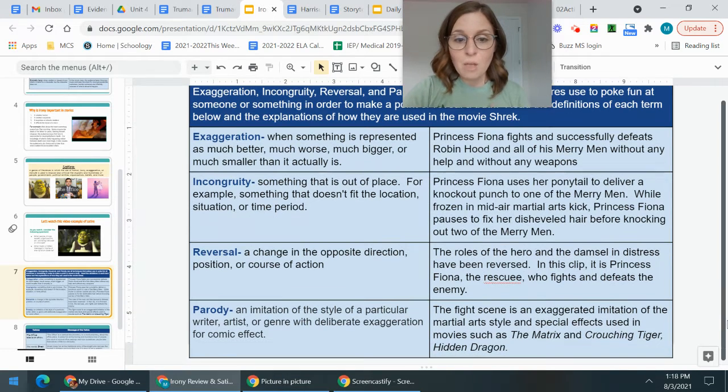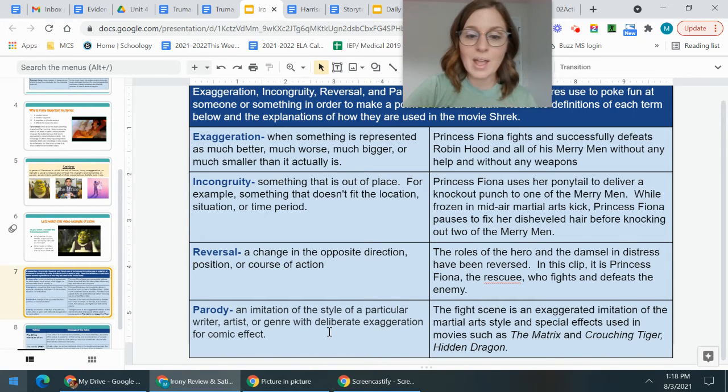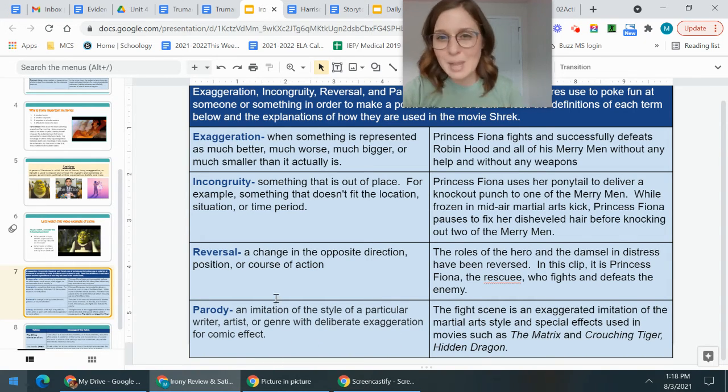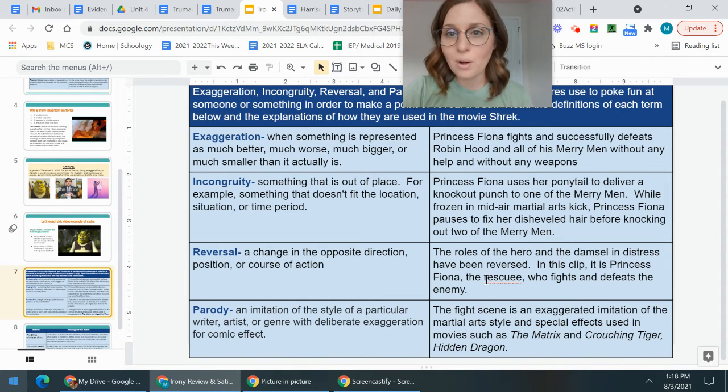Finally, parody. Parody is like an imitation of the style of a particular writer, artist, or genre, and it uses deliberate exaggeration for comic effect. So the fight scene is an exaggerated imitation of the martial arts style and special effects that you see in movies like The Matrix or Crouching Tiger, Hidden Dragon or Jackie Chan films. It uses that same style and pokes fun at that style.